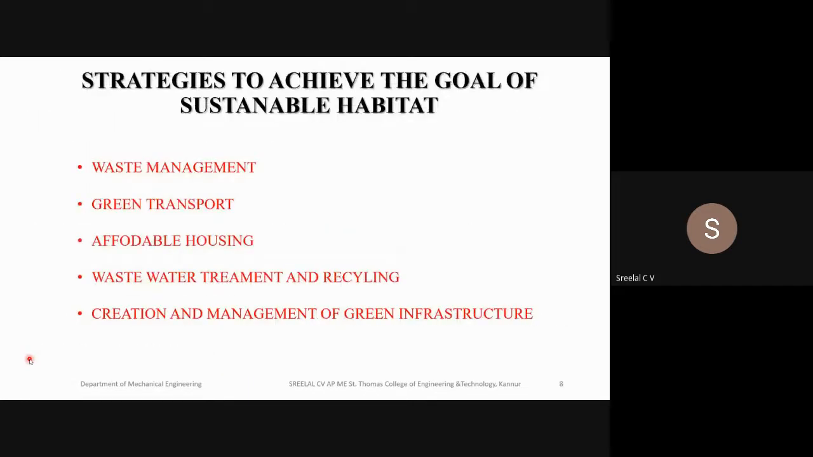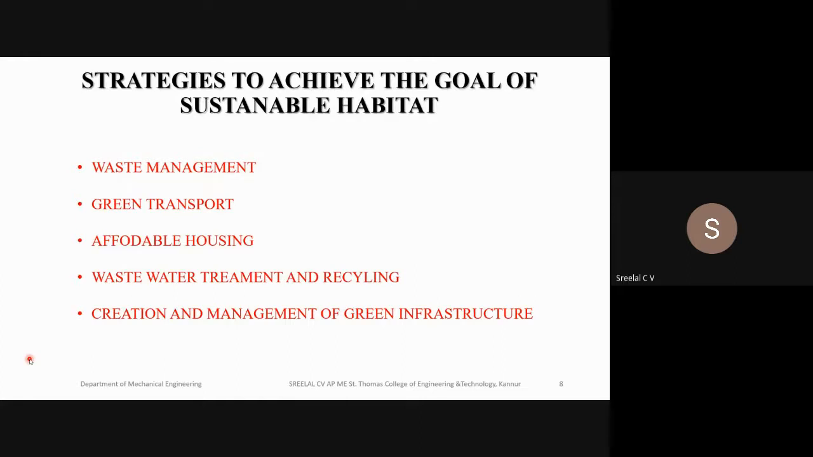Okay, so next up we are discussing how we can achieve sustainable habitat, the strategies to achieve the goal. If you are considering an area, the first thing we have to give is proper waste management, because the main pollution and many factors will develop from the waste.